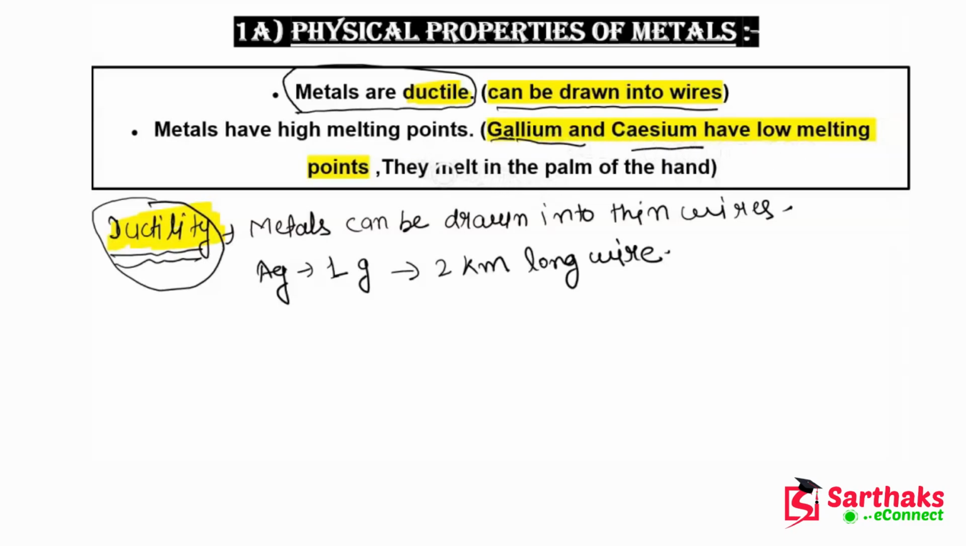Even if you put them on the palm of your hand, they will melt. So that means they have such a low melting point. Although we have put them in the metal category, they have less melting point. But most of the metals have high melting point, all except gallium and cesium. I hope this point is again clear to you. Now after understanding these points, let's talk about the other things as well.